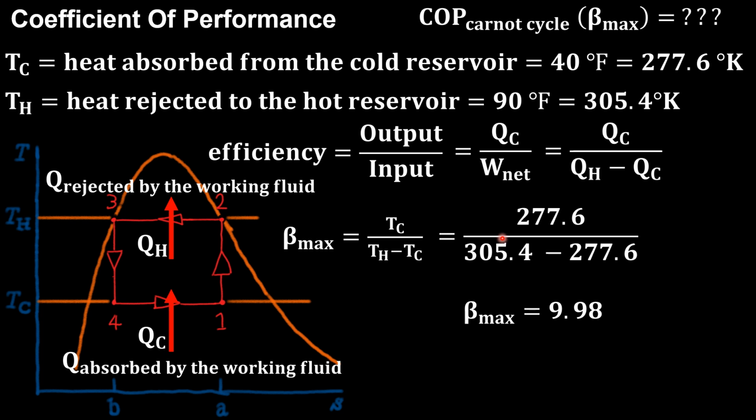And as engineers, what we try to do is, for example, when we take that real refrigeration cycle that we will discuss in the future, where this real refrigeration cycle operates between these two temperatures, 40 degree Fahrenheit and 90 degree Fahrenheit, we try to design this cycle in order to achieve this maximum efficiency or maximum COP, 9.98. And again, we use it as a benchmark.